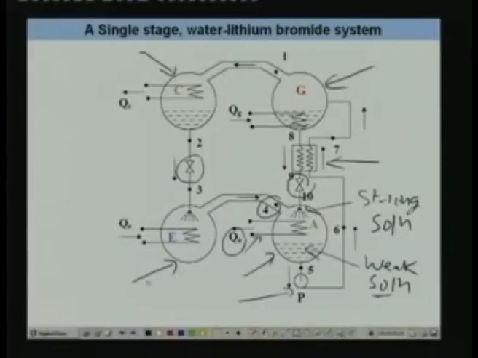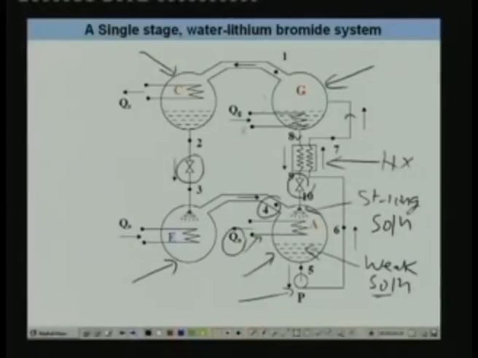This weak solution is at low pressure, and it is pumped using this solution pump. The solution pump increases the pressure of the solution, and this high pressure solution now flows through the solution heat exchanger, where it exchanges heat with the hot solution coming from the generator and becomes heated up. This hot weak solution enters into the generator.